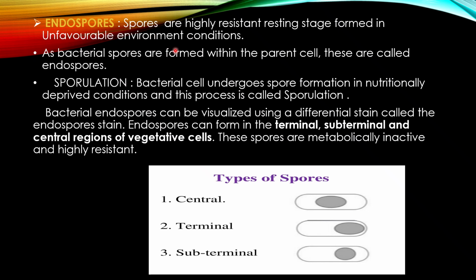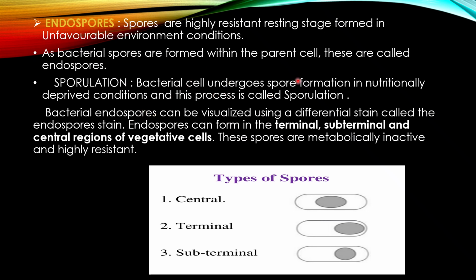Like for example, when there is extreme temperatures, drought, or lack of nutrients, to survive, they release the spores which are called endospores. Why is it called endo? Because it is formed inside, within the parent cell, as you can see in the picture here, and that's the reason we call it endospores.